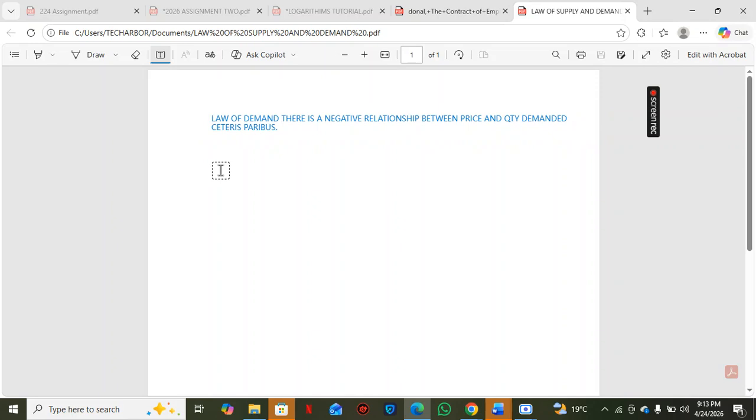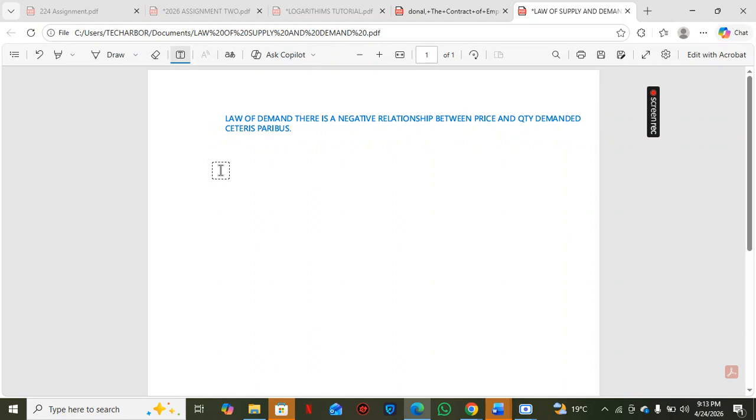So in managerial economics, when you're trying to determine, should we raise the price of our goods? If we raise the price of our goods, we know that customers are going to buy less of our goods. If we lower the price of our goods, customers are going to buy more of our goods. So that's one way we apply the law of demand in managerial economics.